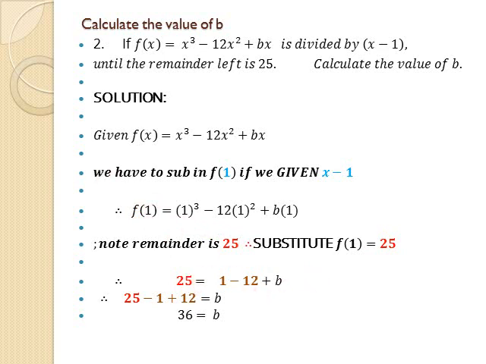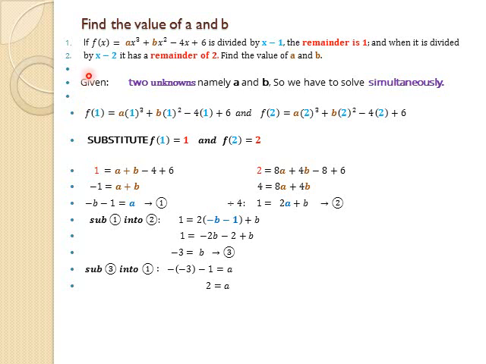Alright, let's look at the simultaneous question. We don't really ask this anymore in exams, but at the end of the day, you still need to understand and know it. If f(x) is equal to ax cubed plus bx squared minus 4x plus 6, when it's divided by x minus 1, the remainder is 1. When we divide it by x minus 2, the remainder is 2. So we have two unknowns. Find the values of a and b. Two unknowns we have to solve simultaneously.